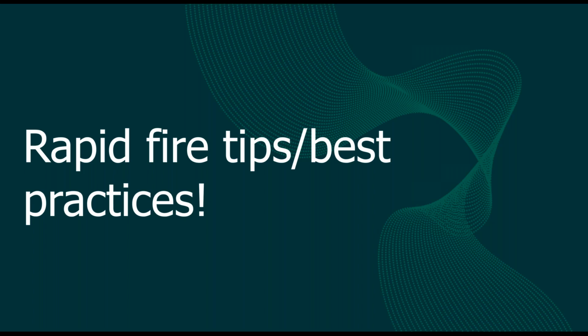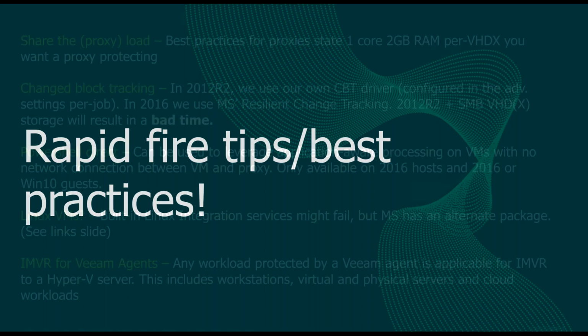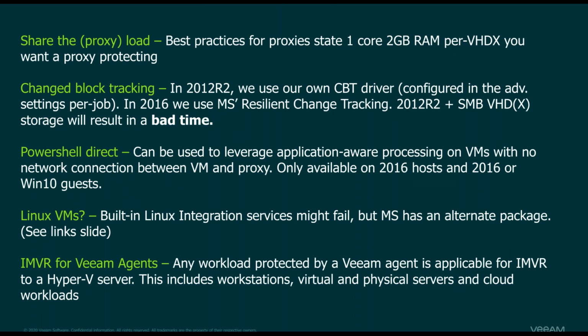I always put the proxy stuff up here, right? The proxy sizing is one of the most important things. 1 core, 2 gigs of RAM per VHDX you want a proxy protecting, right? Each one of those tasks needs to have those resources available to it. Change block tracking, right? So in 2012 R2, Microsoft did not have any change block tracking for Hyper-V.